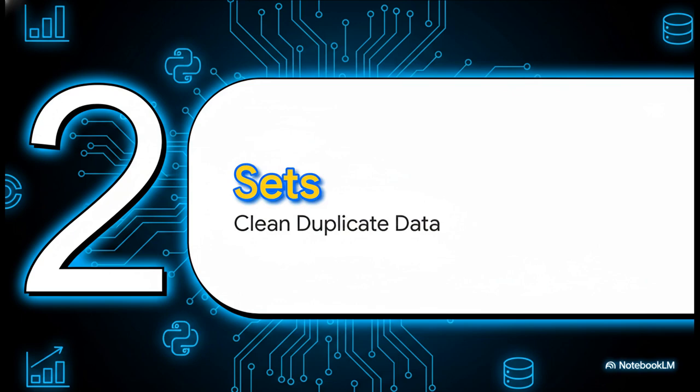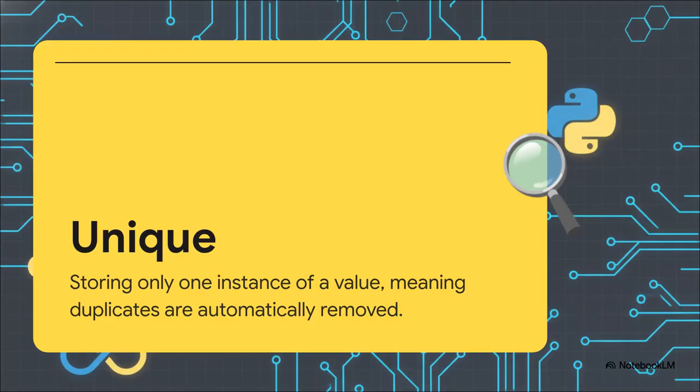All right, Section 2. Sets. Clean duplicate data. We are shifting from the locked vault to what I call the duplicate killer. Just like immutable was our keyword for tuples, the magic word for sets is unique. A set is a structure that stores only one instance of a value, meaning if you feed it messy real-world data, duplicates are automatically tossed out. It's literally a built-in data cleaner.